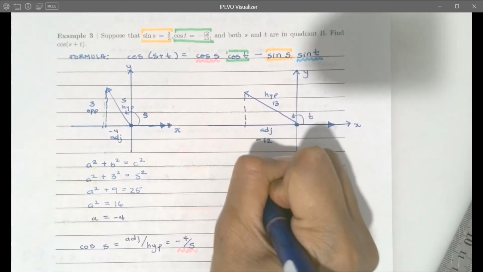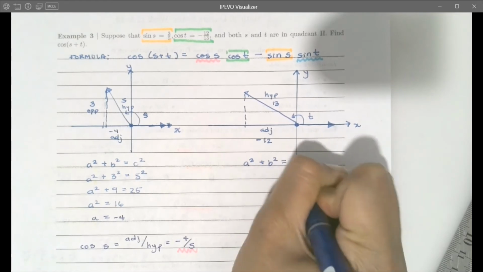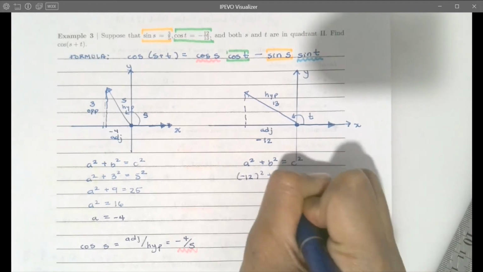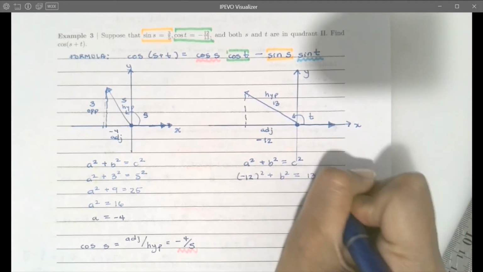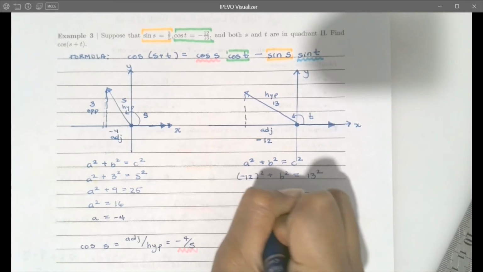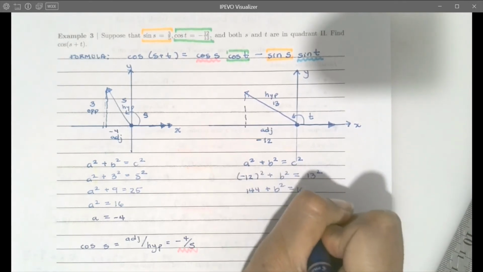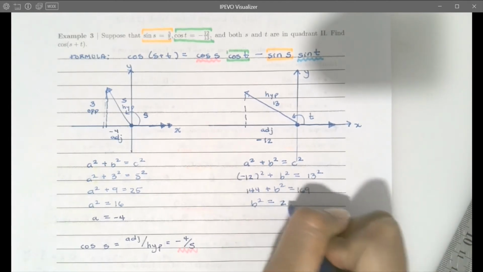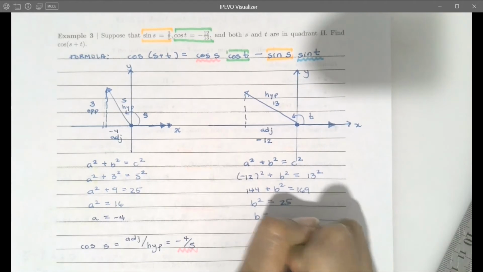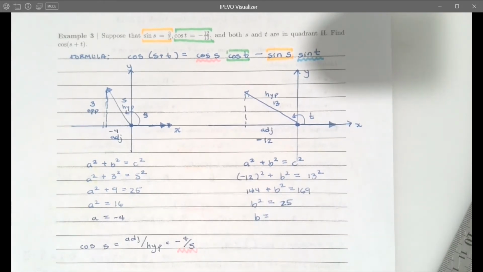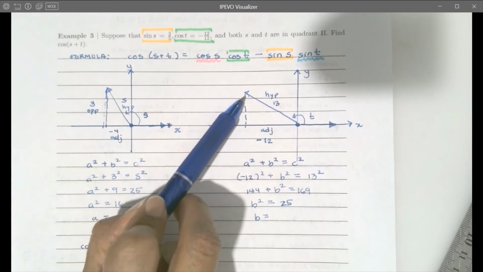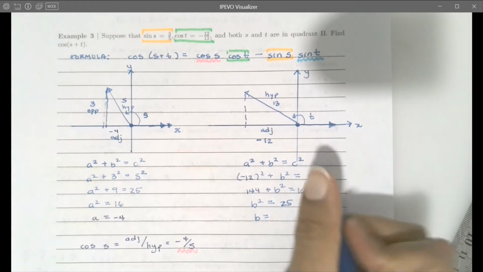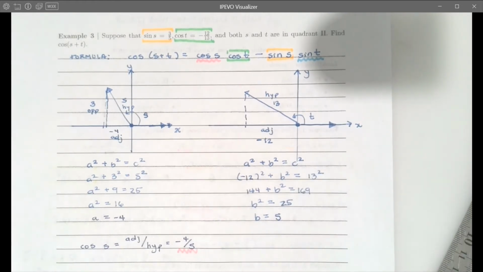So now we're going to apply the Pythagorean theorem to help us find the missing side. Now we have negative 12 squared plus b squared is equal to 13 squared. That'll be 144 plus b squared is equal to 169. That means that b squared will be 169 minus 144, which will give you 25. And that means that b could either be positive 5 or negative 5. Now b is representing this opposite side, and the opposite side goes up in the positive y direction. So that means that we're going to pick the positive 5.